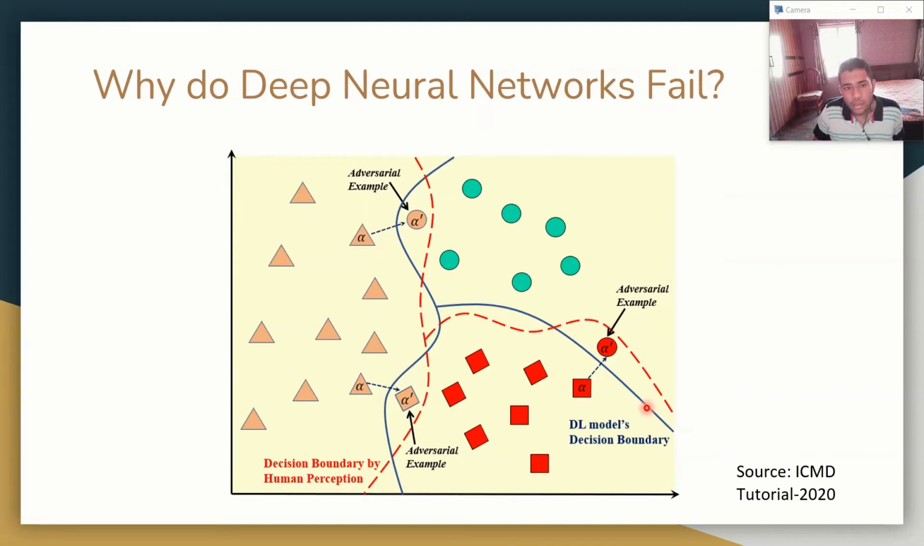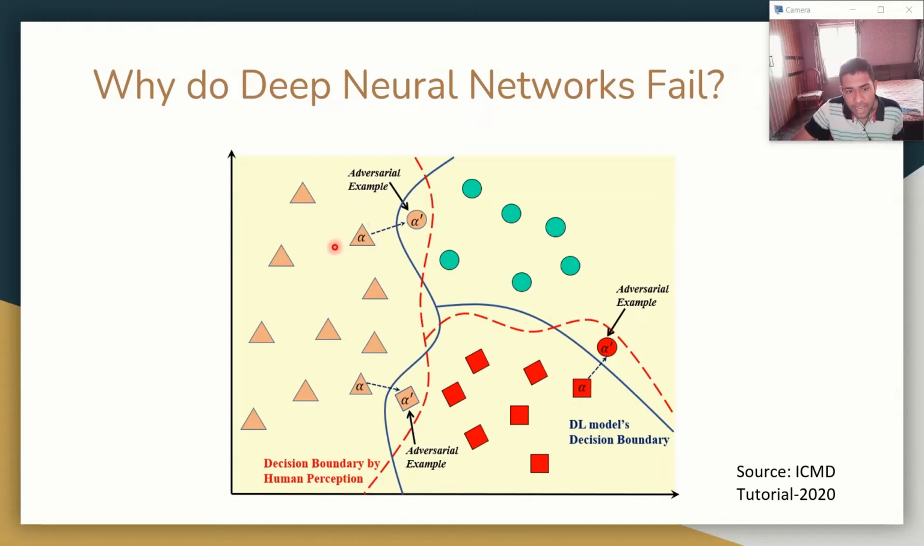So now let's come to the question as to why do deep neural networks fail. Now we can see this particular image over here. This image basically shows the decision boundary of humans and the decision boundary constructed by deep neural networks for separating different classes. So here we can see that the decision boundary constructed by the deep neural networks is not exactly coinciding with that of the human beings. So adversarial examples actually come into picture over here.